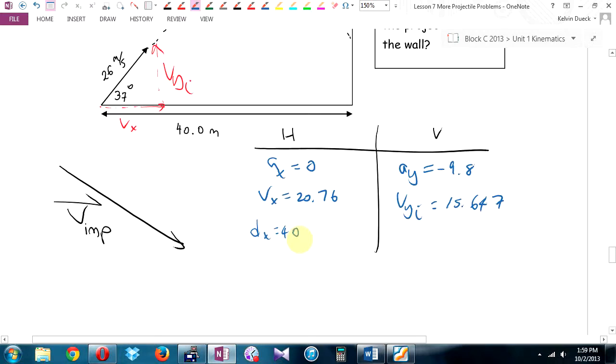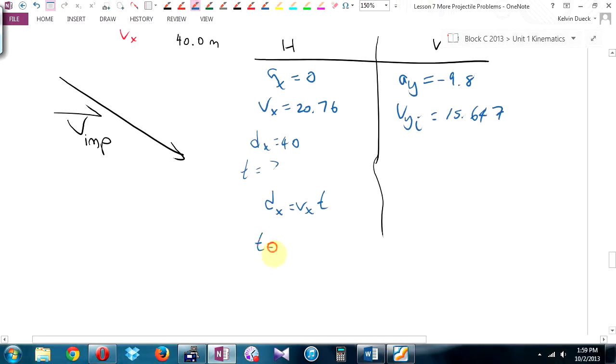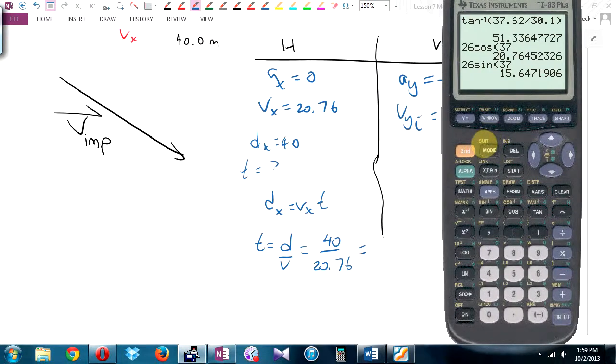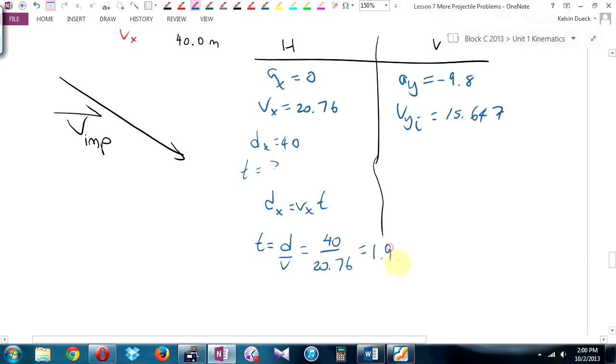Ashley, which column do I have 3 things in? Horizontal or vertical? Oh, you're ever so clever. So that means I can solve for t here. In fact, can't I go t equals d divided by v? It's going to be 40 divided by 20.76. It's going to be a little less than 2, because 40 divided by 20 even would be 2. 40 divided by 20.76, and I get 1.926. I'll carry a few extra sig figs: 1.927. And I can write that here.